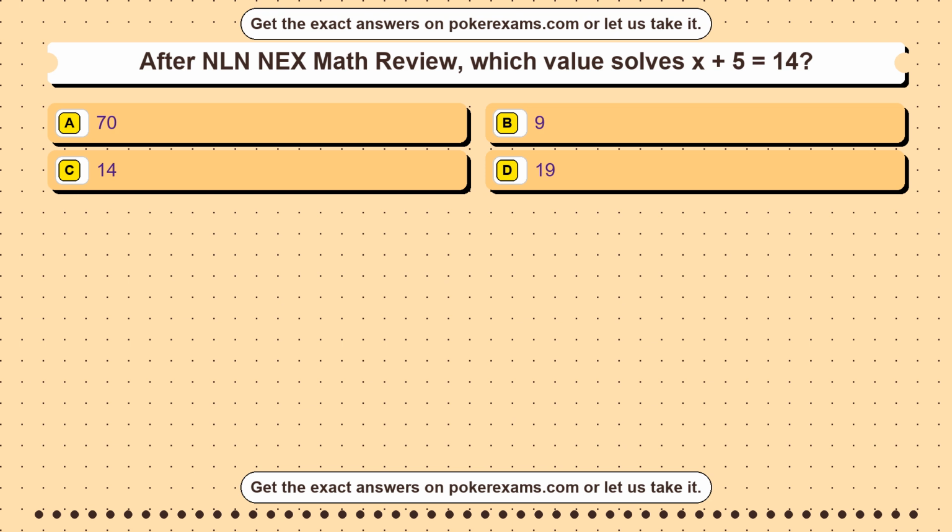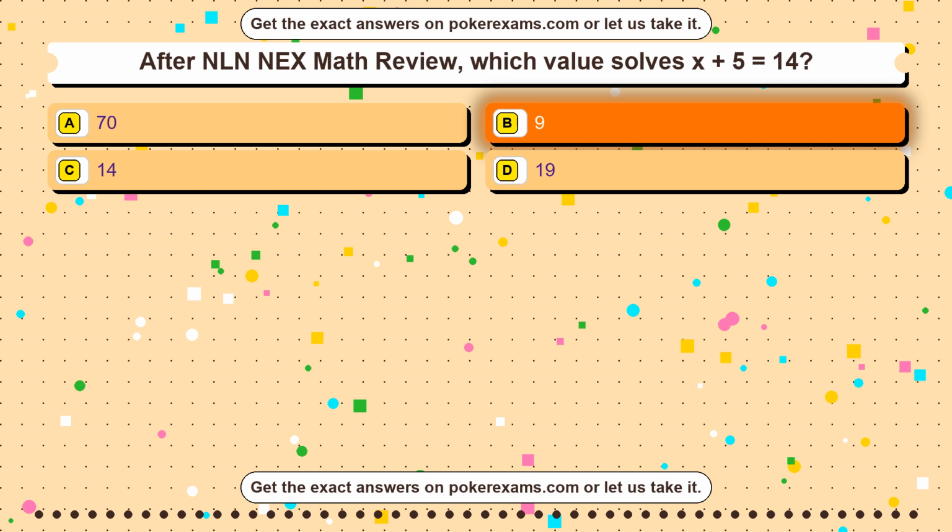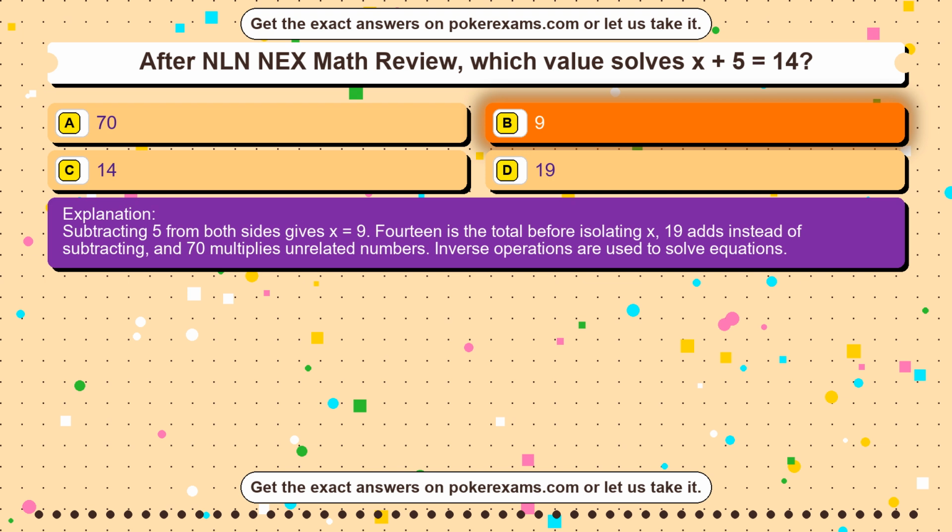Question 36. After NLN NEX Math review, which value solves x plus 5 equals 14? Option A 70. Option B 9. Option C 14. Option D 19. The correct answer is option B. 9. Subtracting 5 from both sides gives x equals 9. 14 is the total before isolating x, 19 adds instead of subtracting, and 70 multiplies unrelated numbers. Inverse operations are used to solve equations.